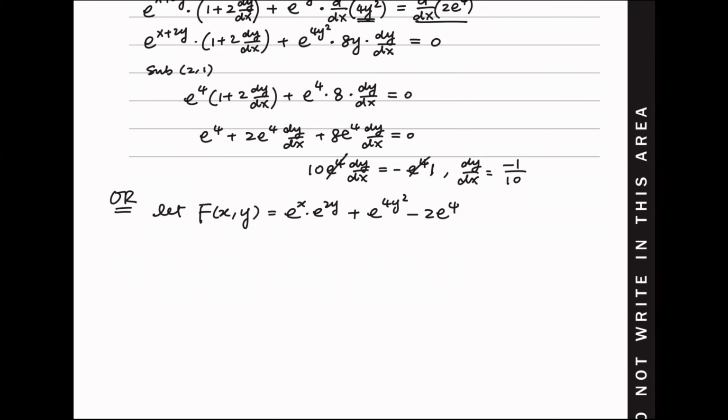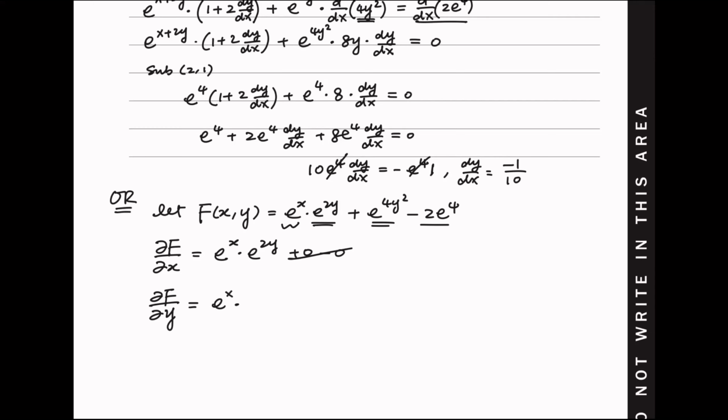What I'm going to do is calculate partial f partial x first. Partial f partial x treats the e to the 2y, e to the power 4y squared, and the constant just like constants. So you'll be getting e to the power x times e to the power 2y, plus 0, minus 0. Nothing there. And then I'll calculate partial f partial y. That is, I treat my x terms as constant.